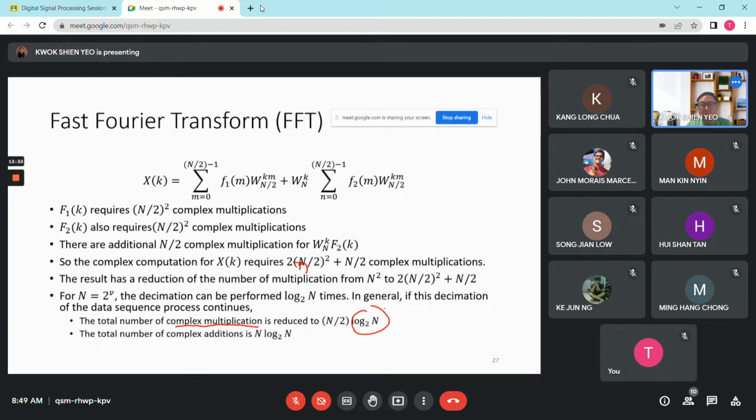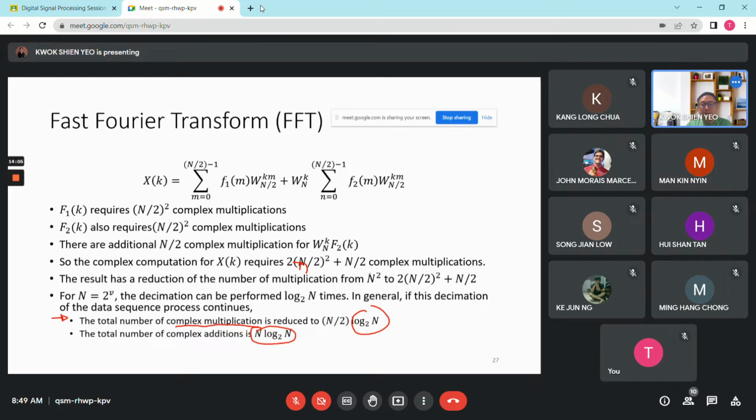So the complex addition is n log 2n. But we focus on the complex multiplications, right? Because if you can understand the number of multiplications there, then you can also calculate the addition. So we look at this first. It can be reduced down to n over 2 log 2n complex multiplications.